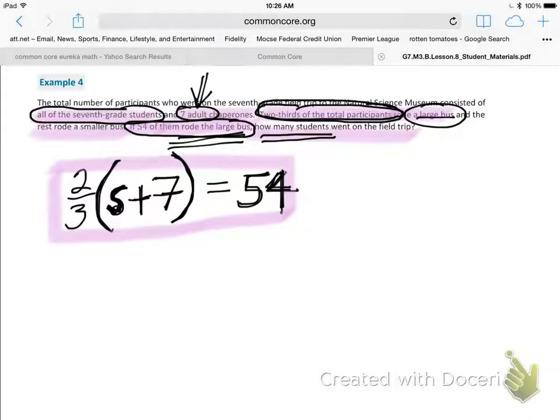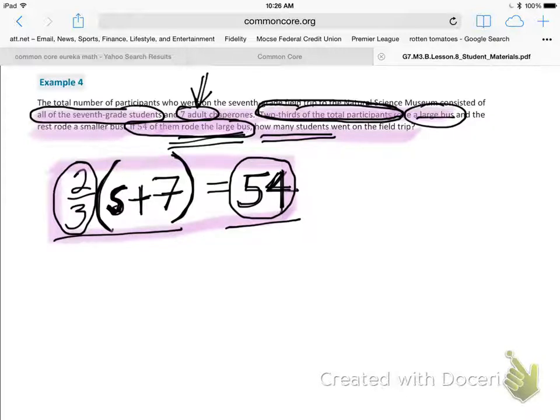And then this represents that 2/3 of them, of everyone, went on the large bus on which 54 people rode. So these are equal. 2/3 of everyone is the same as, or equivalent to, 54. So from there we can go ahead and start to solve.